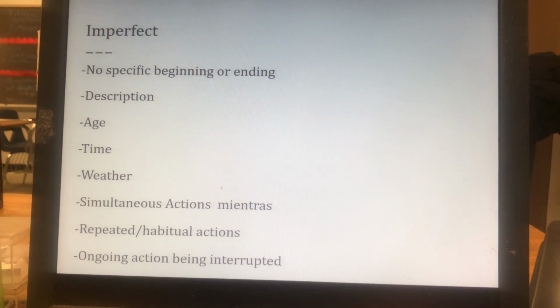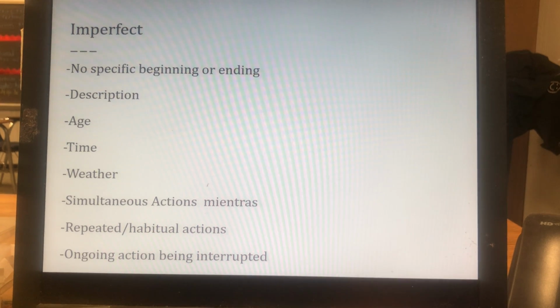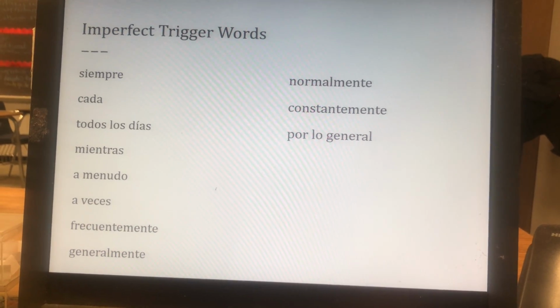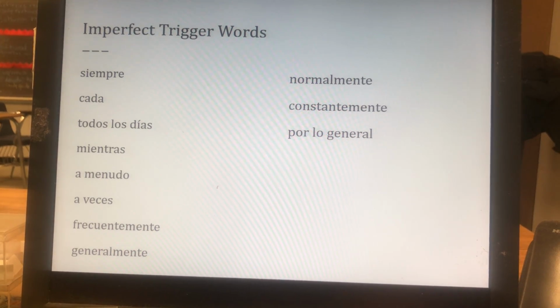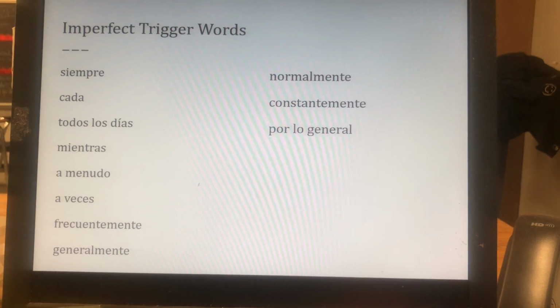Like I was walking the dog when suddenly I got hit by a car. The I was walking the dog part is in the imperfect. Here are some trigger words. Siempre, cada, todos los días, mientras, a menudo, a veces, frecuentemente, generalmente, normalmente, constantemente, and por lo general.